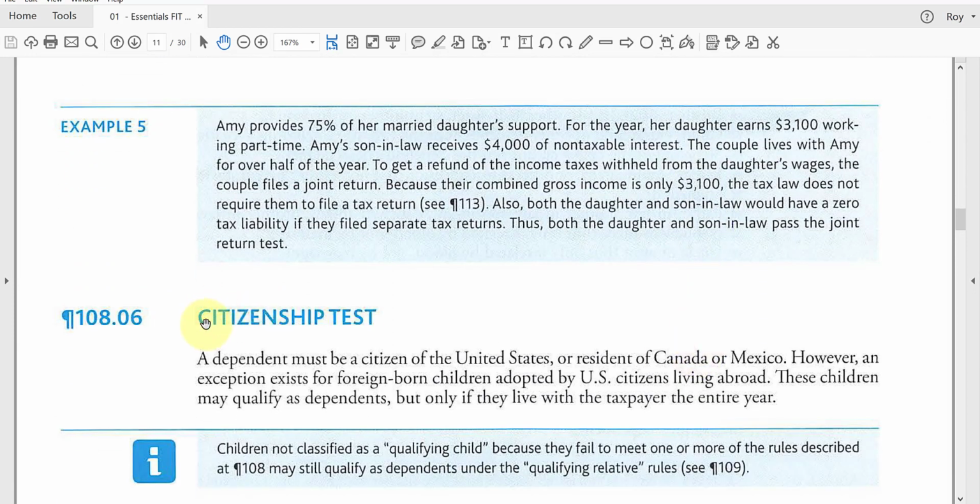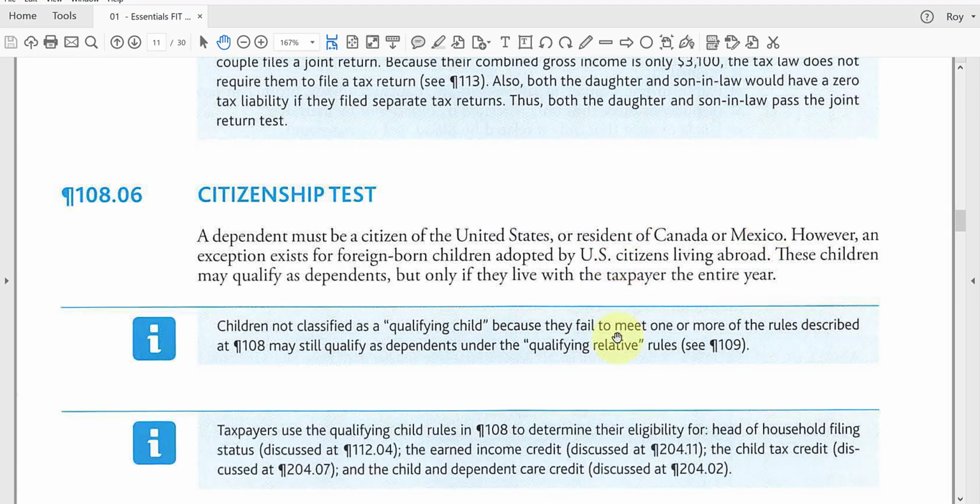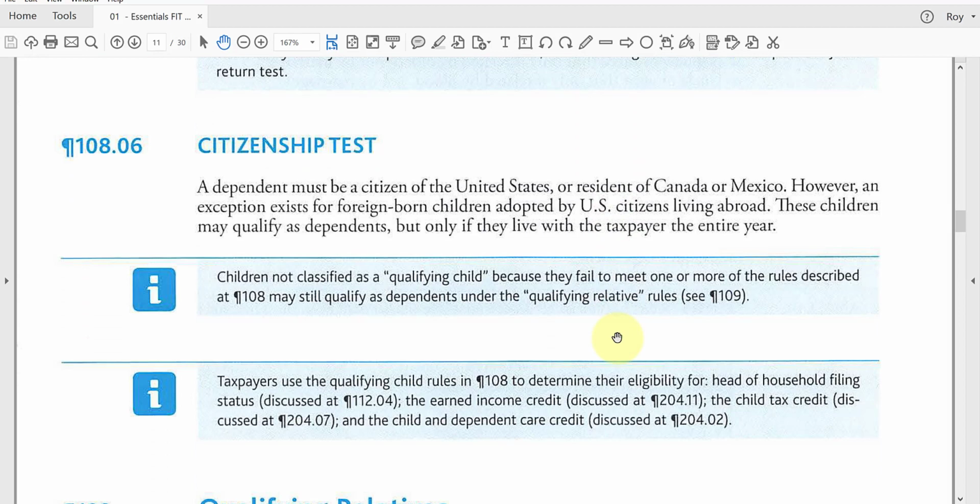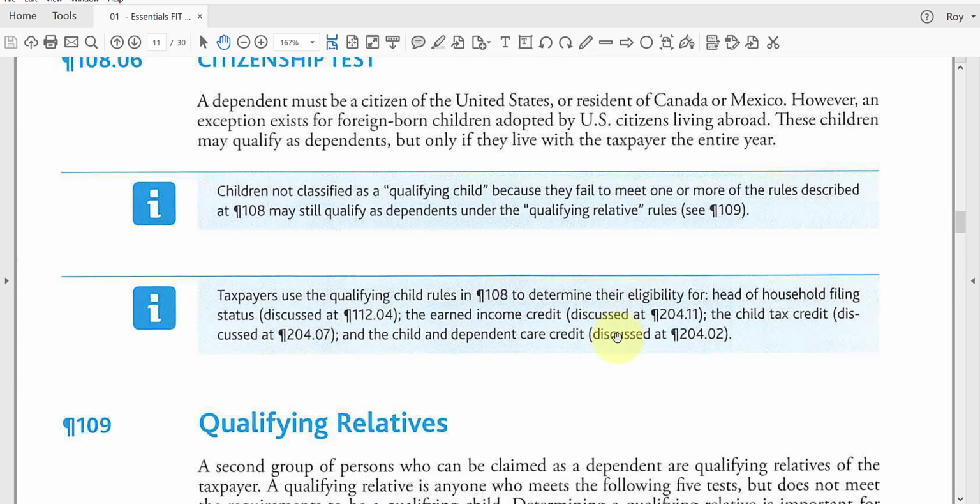And this test also applies to all dependents. The dependent has to be a citizen of the U.S. or a resident of the U.S. or a resident of Canada or Mexico. Okay, so this has to be true for your dependents, no matter if they're a qualifying child or qualifying relative.